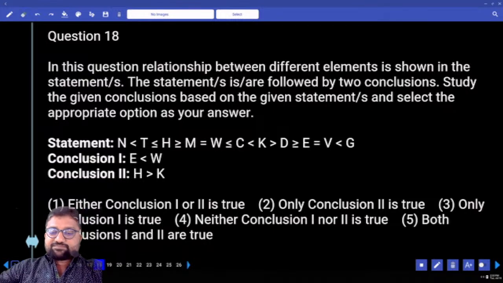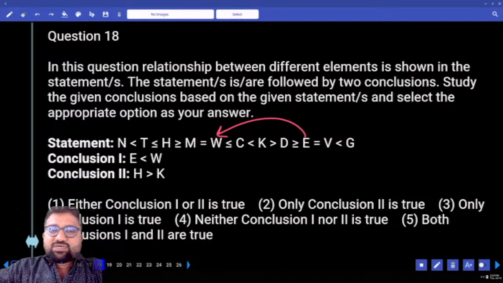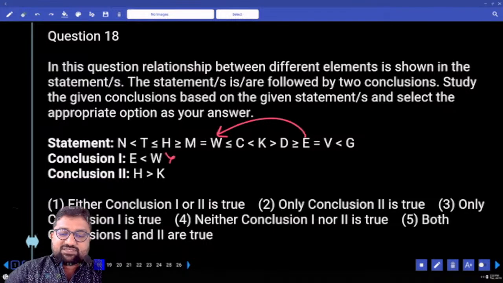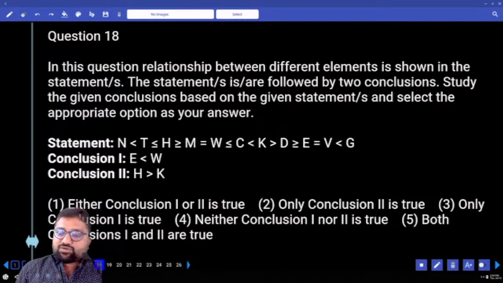So next, do I have anything to combine here? No. Everything is given in one single line. I'm supposed to travel from E to W. On my way from E to W, I see opposite symbols. Answer cannot be determined. H to K: again, traveling from H to K, I see opposite symbols. What's my answer? Cannot be determined. So it is neither 1 nor 2.